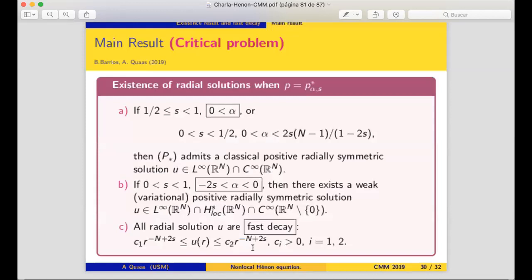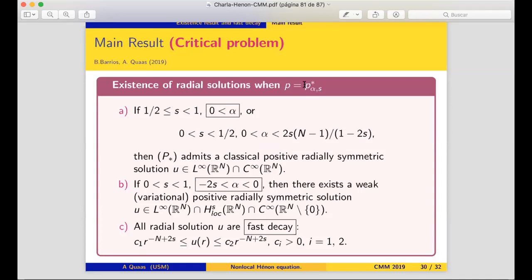So if s is between 1/2 and 1, then you have existence for all alpha. But if alpha is positive, we need this condition. I mean, if alpha is positive, we are in between these two numbers. Here, if s is less than 1/2, you are in the regime where you have a critical exponent. So you need the alpha to be bounded. We cannot go for too big alpha in this region. In this region you have all alpha, and here we have a restriction on alpha.